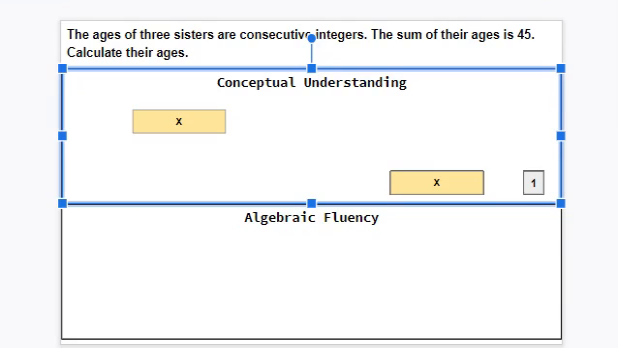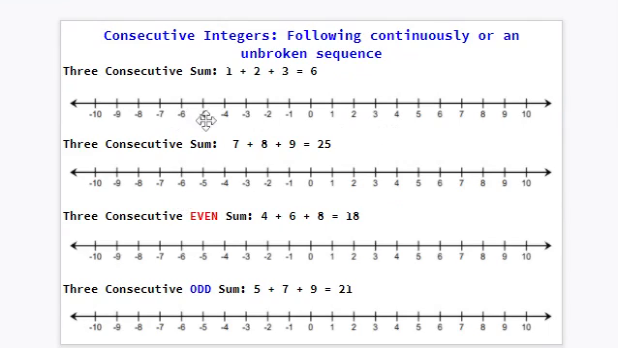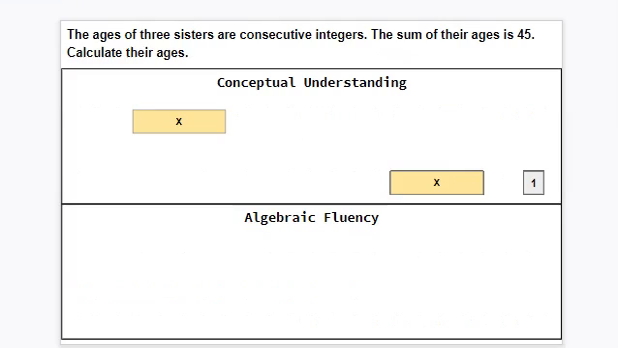So let's take a step back. Doesn't matter which one of these integers I choose. If she's 4, then the next sister has to be 5. If she's 9, then the next sister has to be 10. Okay? If she is 2, then the next sister has to be 3. No matter what, the middle sister is going to be one more.